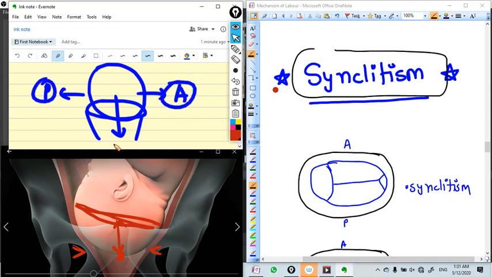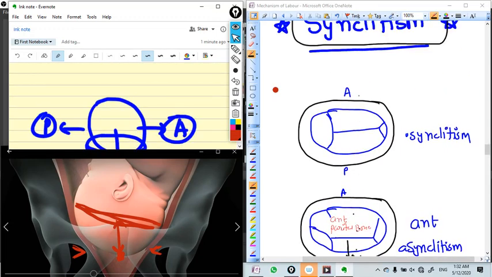Okay, so I need you to understand how the head tilts. That makes the synclitism. Now why are we even talking about this term synclitism? Because with synclitism we can clinically get an idea of the size of the fetal head, and we get a basic idea of CPD also. That's why it is important.